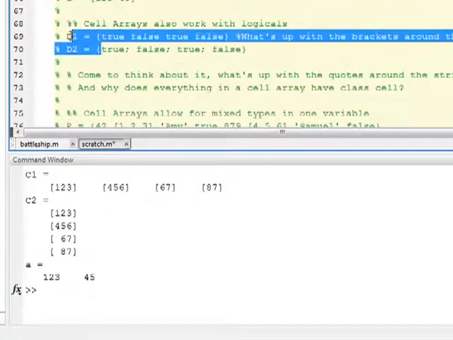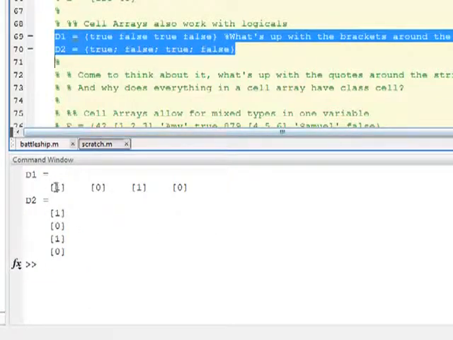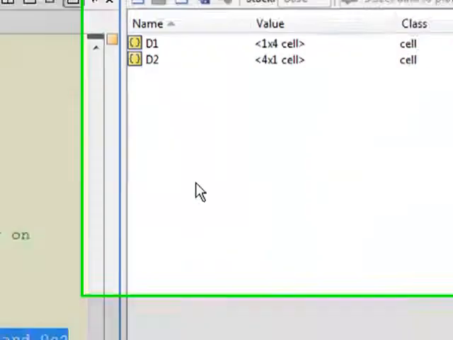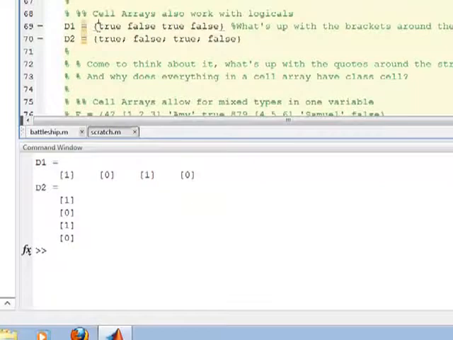Continue to motivate this. So they also work with logicals. And if you notice, the logical 1s and 0s get put inside the brackets as well. And over here in the workspace, they are type cell. Even though we know their logical values, we put the braces around the outside. It wraps everything in its own little Ziploc bag, its own cell. And now everything is a vector of cells. We'll talk about how to access the data inside the Ziploc bag in the near future.